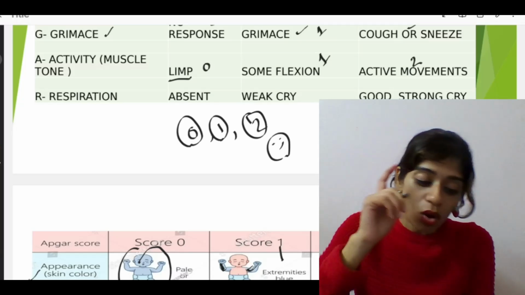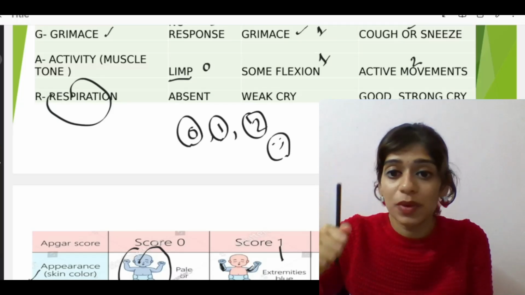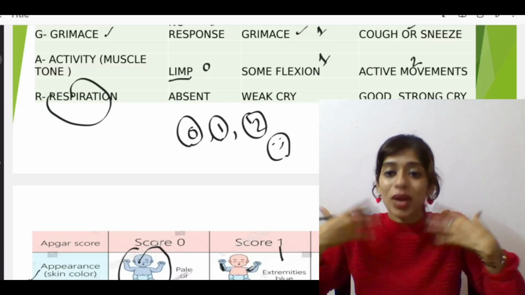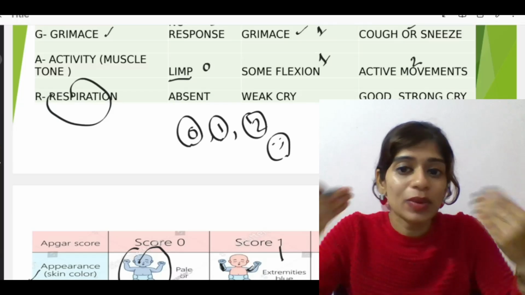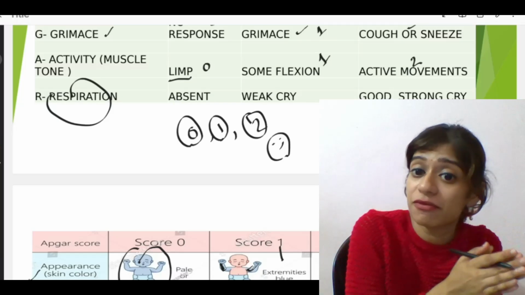Easy? Now R is for respiratory effort. Repeat after me. R is what? Respiratory effort, not respiratory rate. So you see if the baby is showing some respiratory effort. When the baby is crying, obviously air will get into the body, right? So that's how we assess if the baby is having a good respiratory effort or not.